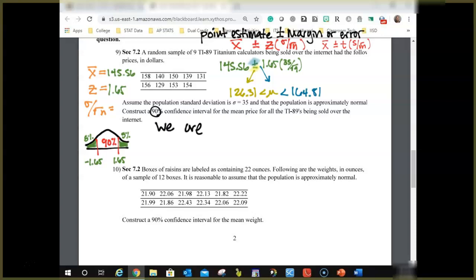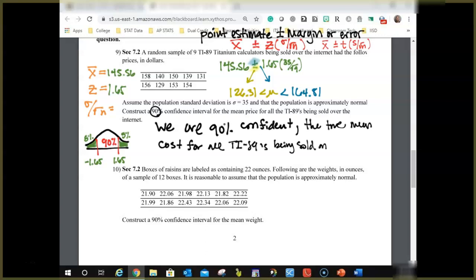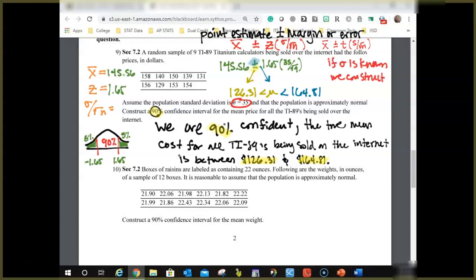And then we can write our little summary. We are 90% confident the true mean cost for all TI-89s being sold on the internet is between $126.31 and $164.81. If we know sigma, we can construct a z interval. So we were able to construct a z interval, using table E to find the critical value versus using table F because sigma is known.